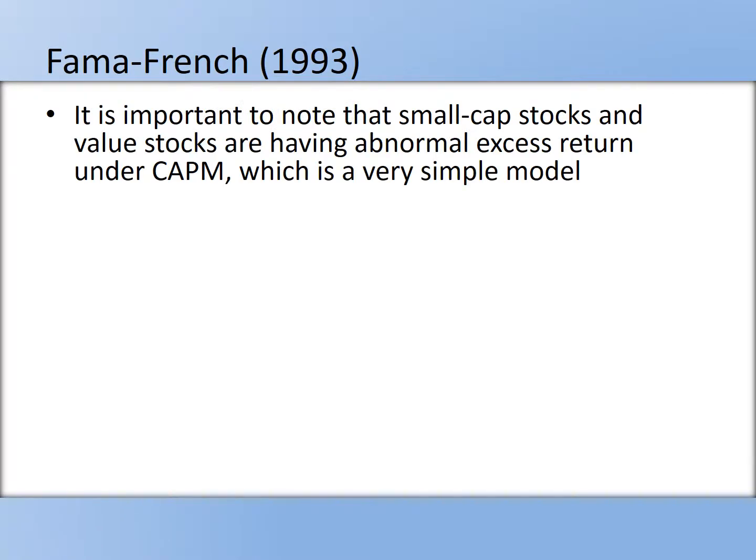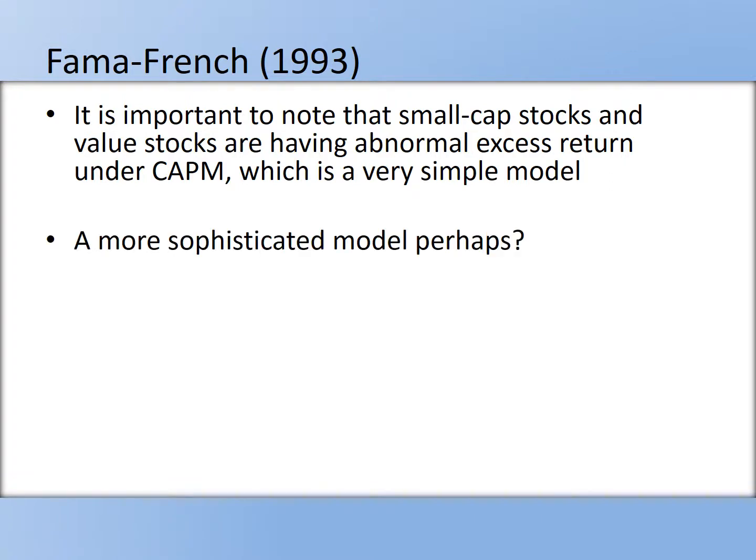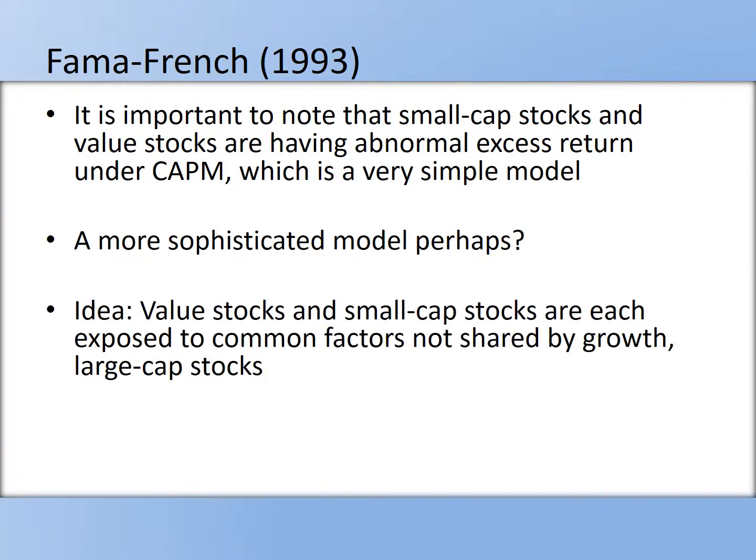So it's important to note that small cap stocks and value stocks are having abnormal return under CAPM, which is a very simple model. You have to make a lot of assumptions to get a CAPM. So maybe a more sophisticated model is needed. And the idea is value stocks and small cap stocks are each exposed to common factors not shared by growth and large cap stocks.